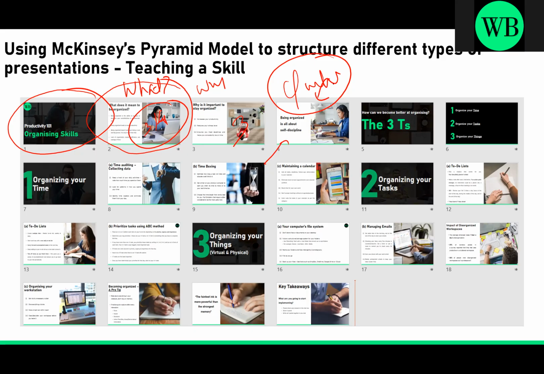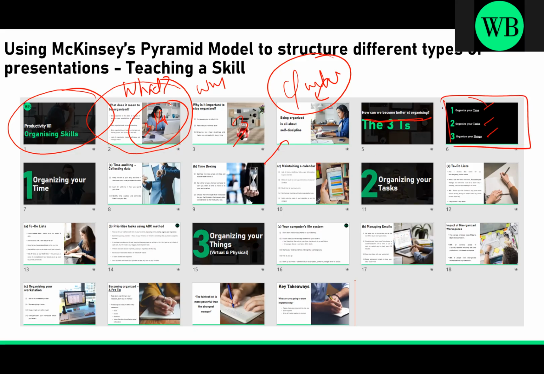And then we got into saying, how can we become better at organizing, right? Now we're answering that. And then we have the 3 T's of organizing, which is organize your time, organize your tasks, and organize your things. So Arunima has put this content together in quite an elegant way for people to remember it. Organize your time, organize your tasks, and organize your things, right? These are the 3 things that you need to do to organize yourself.